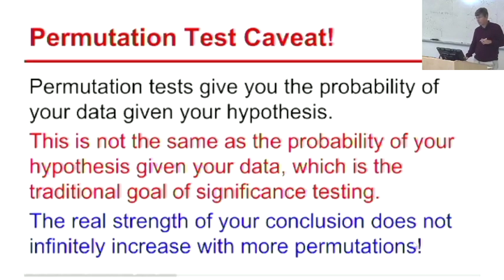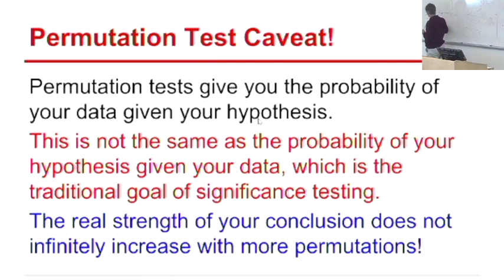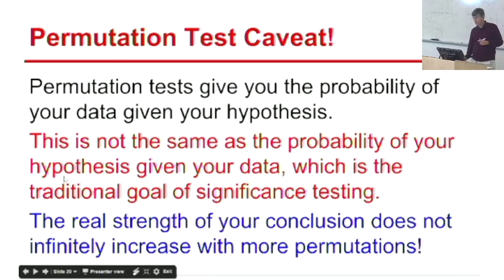But there are a few caveats that you have to understand here. Basically, what a permutation test is going to do is give you the probability that you saw your data given your hypothesis. It's a question of what is the probability that I got a correlation this good. I'm assuming the correlation is this good. What's the likelihood I would have gotten a data set with a correlation that good? Really, what I'm usually interested in is the probability that my hypothesis is true given the data, which is not exactly the same thing.